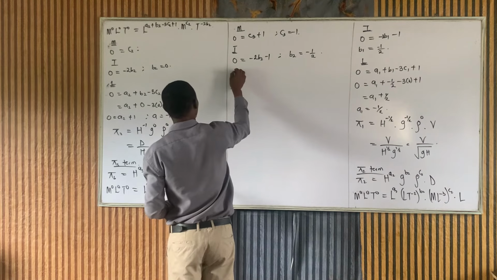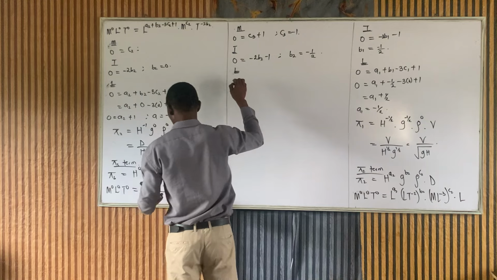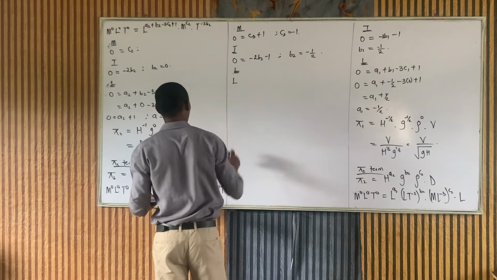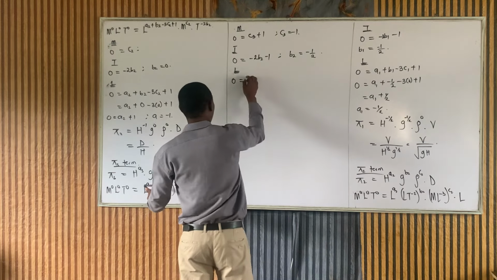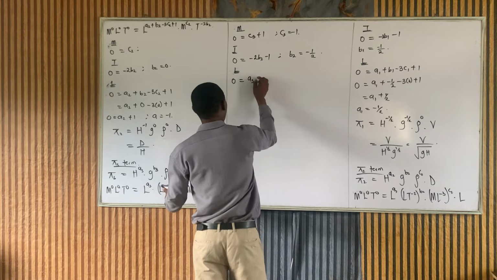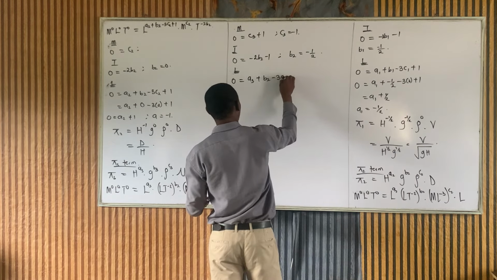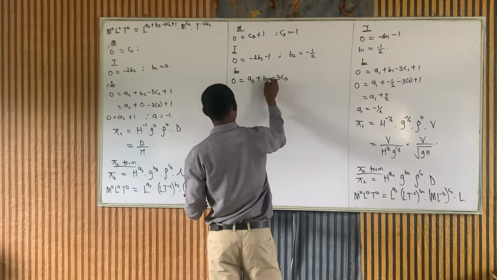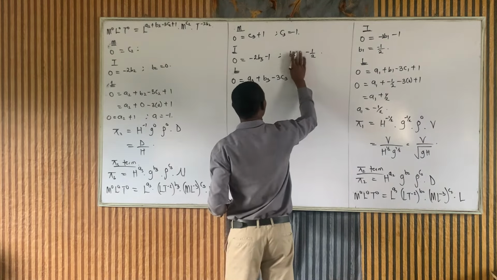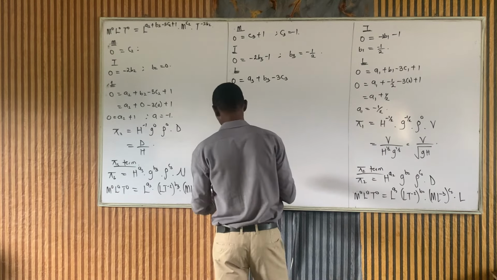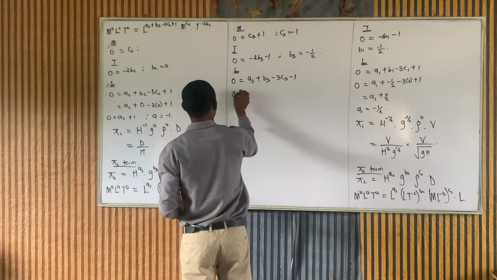Now let's compare for l. For l now, the power of l here is 0, while the power of l here is a3 plus b2 minus 3c3. This is b3, please. Minus c3, and then minus 1. That's l. So we can say 0 is equal to a3.